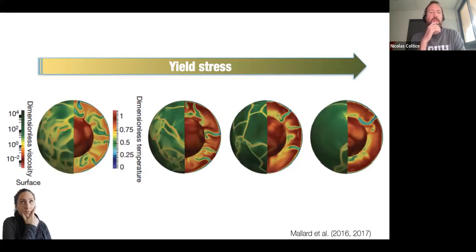And what we can see is that when we increase the yield stress, so this was the work of Claire Mallard, when we increase the yield stress in the models, you go from the left side to the right side. What you see here at the surface of these models is the viscosity of the model. When it is green, the plates are strong. You are within plates. When you see red, it's plate boundaries. And what you see is that when you go from left to right, plates are bigger and bigger. And so you are changing the distribution from left to right.